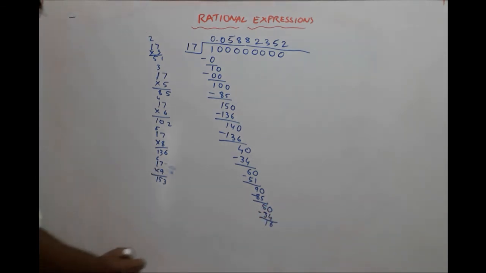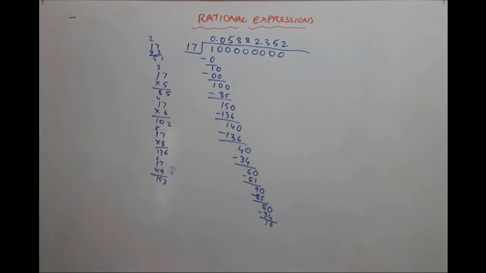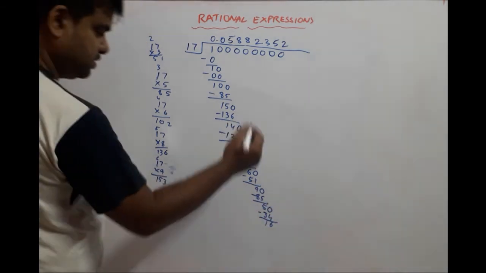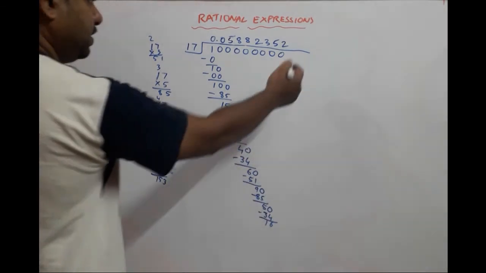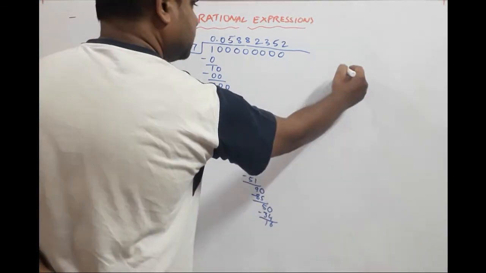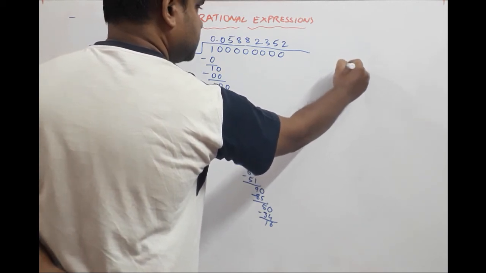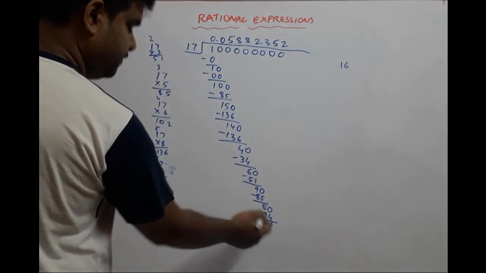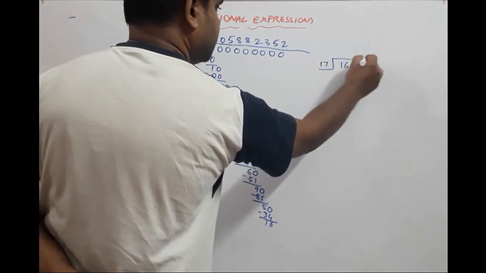Okay, and 50 minus 34 is 16. So which means we will have to put another 0 and continue. Since the space is less over here, I will continue over here, wherein I make 16. I'll put it down over here. 16 will be my dividend and 17 will be my divisor.